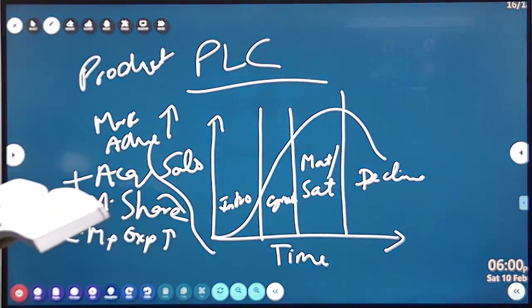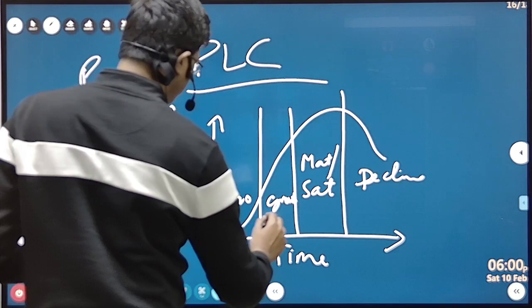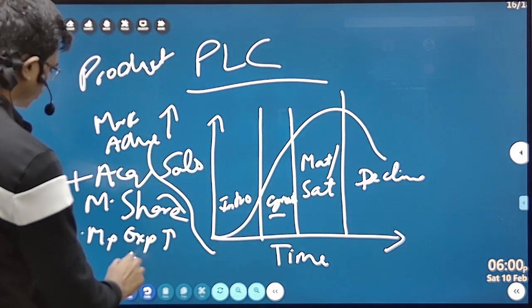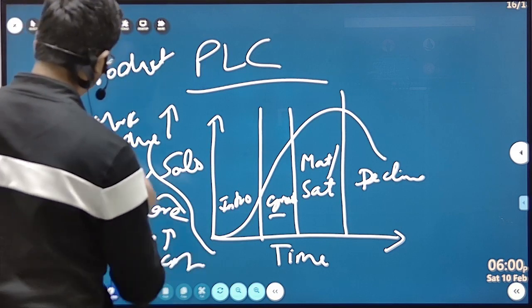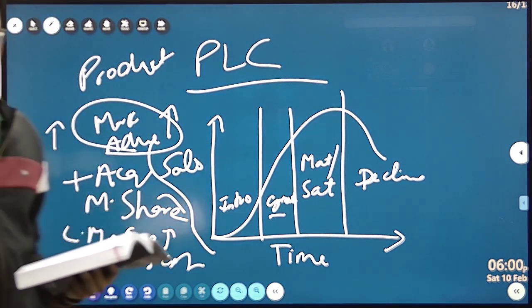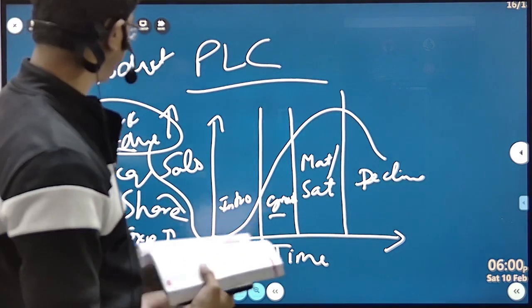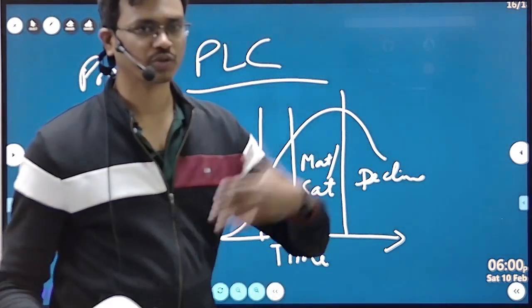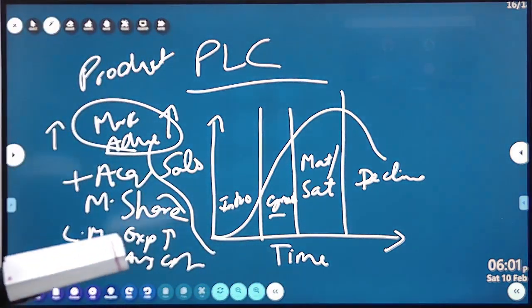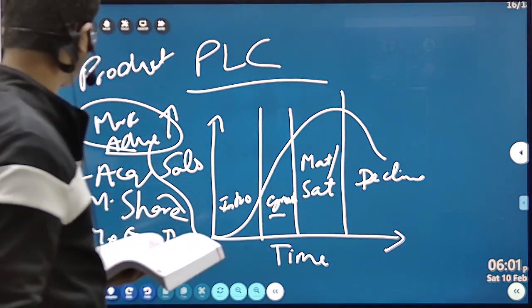And in growth, your sales start picking up. Your average cost goes a little down, but your marketing and advertisement expenses and your overheads are still high. Because it is still growing, they want to get even more market share. They want to capture more of the market. So that is the growth phase of any product.